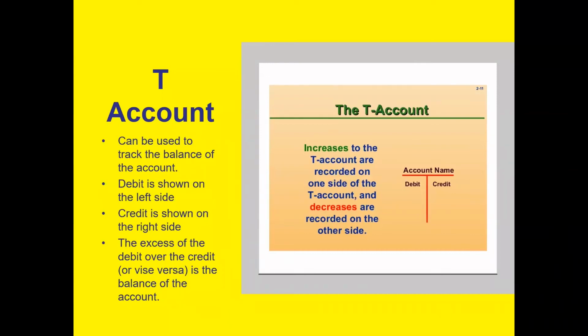The account again, as you all see, we have our debit on the left and our credit on the right. So keep that in mind. Debit, left side, credit, right side, okay? So our T account can be used to track the balances of accounts. The debits are shown on the left side, and the credits are shown on the right side. The excess of the debits over the credits, or vice versa, is the balance of that account.